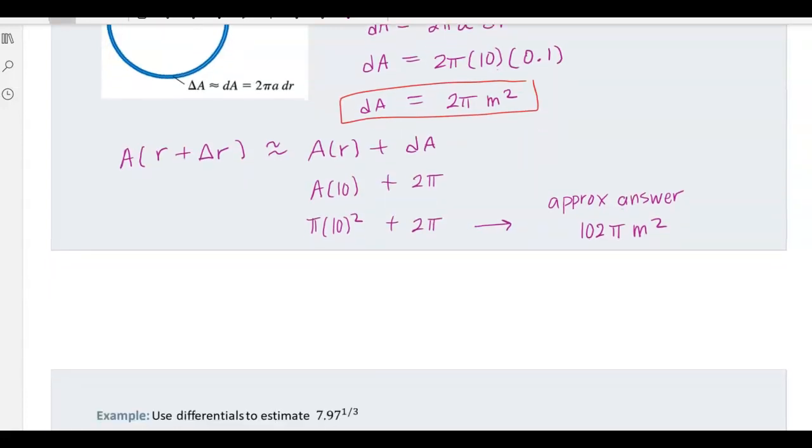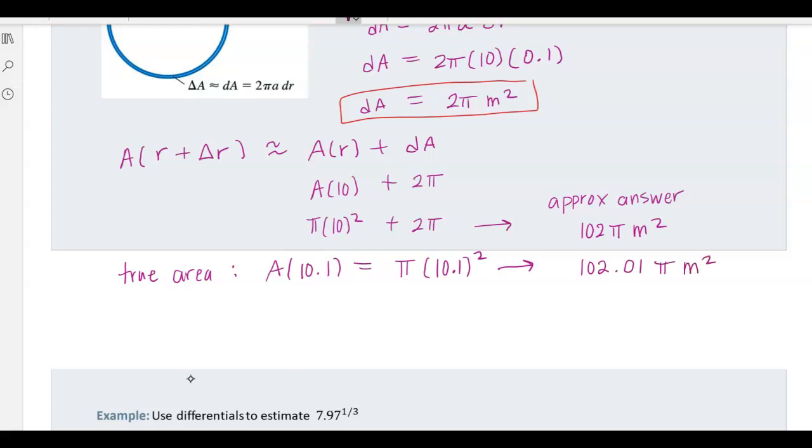What's the actual area if we were to calculate it? 10.1. It would be pi times 10.1 squared, which is 102.01 pi meters squared. Pretty close estimate, right? These two are pretty close together.